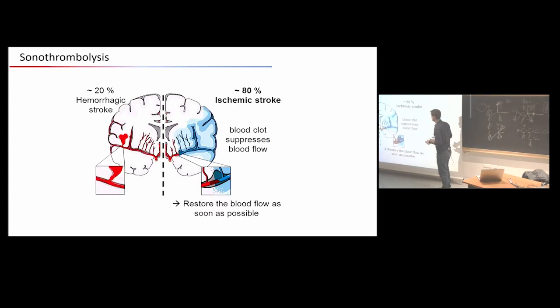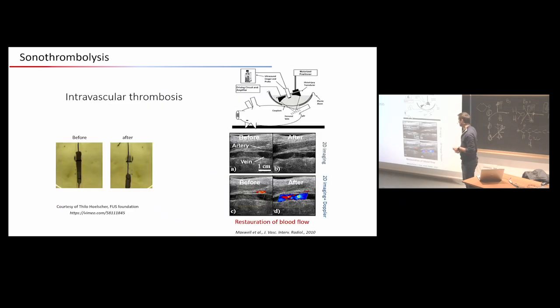So another example of histotripsy is what we call sonothrombolysis. The idea here is to do the same, but in the brain, to destroy any blood clot that can be observed in ischemic stroke. In that way, the objective is to destroy this clot and restore the blood flow as soon as possible.